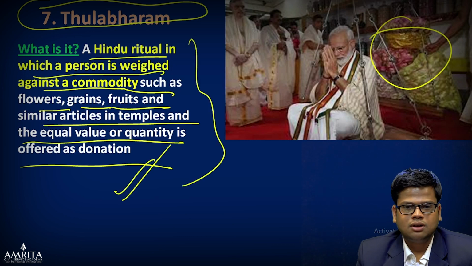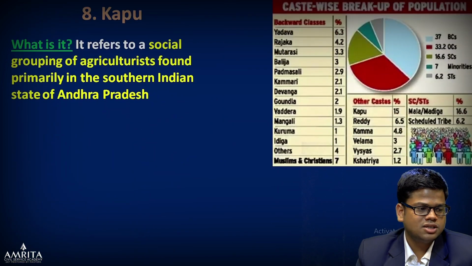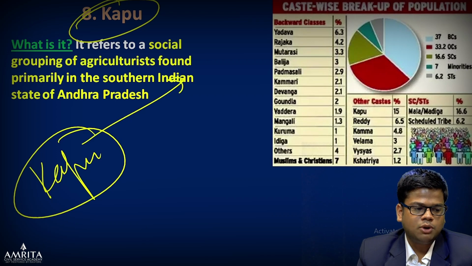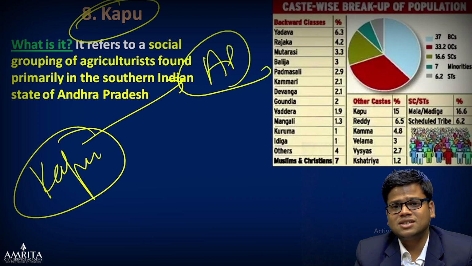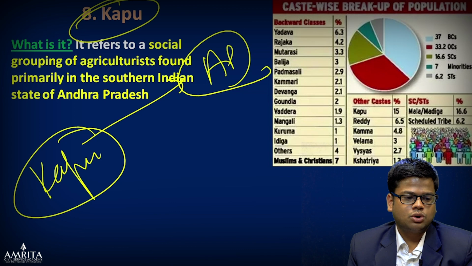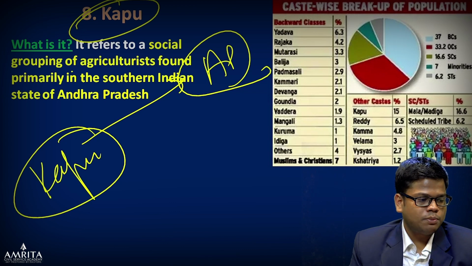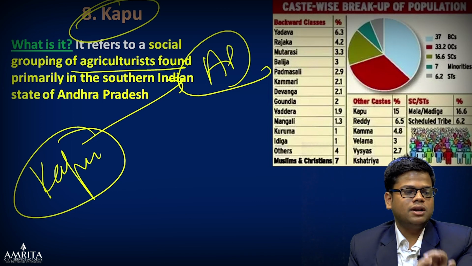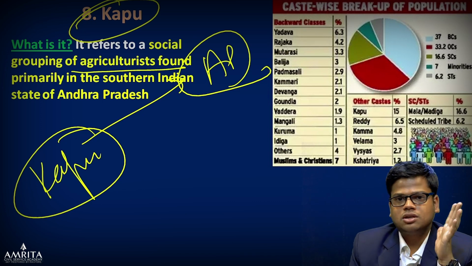Okay, Tula Bharam. Next is Kapu community. The question will be asked in the prelims only with respect to which state the Kapu community belongs to, and that is Andhra Pradesh. That's it. Nothing more will be asked. Okay. So it refers to the social grouping of agriculturalists found primarily in the southern Indian state of Andhra Pradesh.